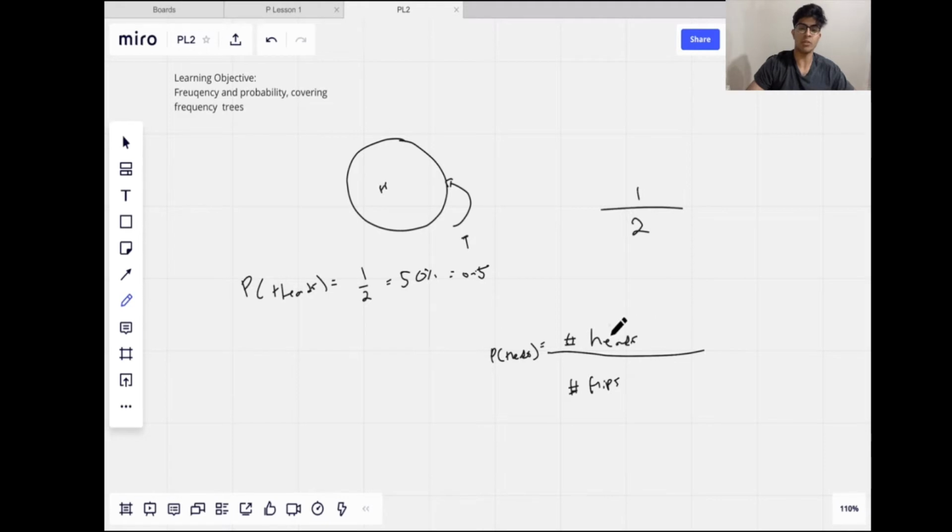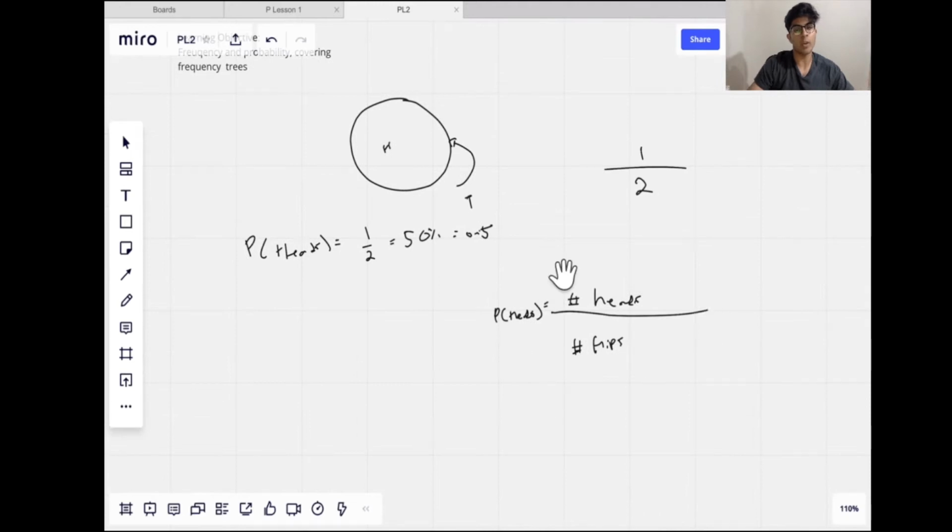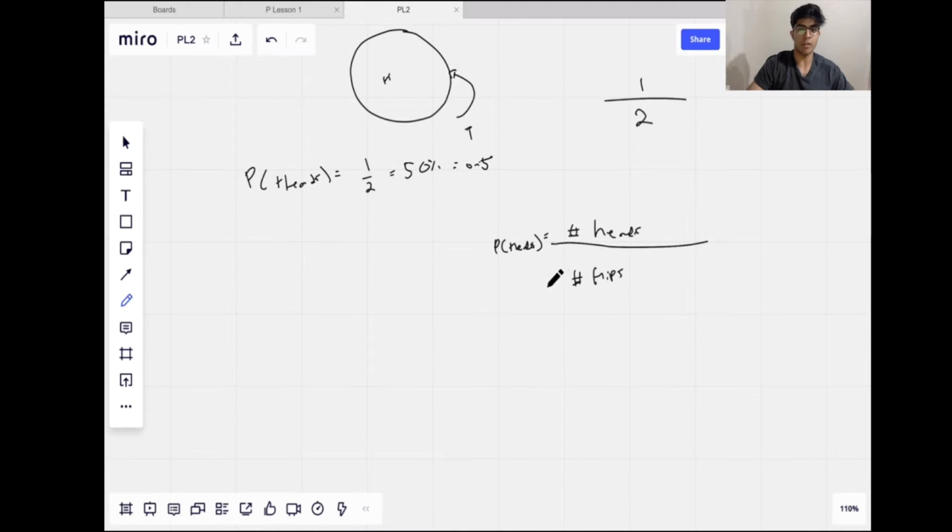So basically, if you're running the experiment, i.e. flipping the coin loads and loads of times, say 10,000 times, eventually you should find that the number of heads you get is on average a half of the number of flips that you do. This is another way of thinking about what probability is. If we generalize this, we say P of outcome is the number of outcome, i.e. in this case the number of heads, over the number of experiments.